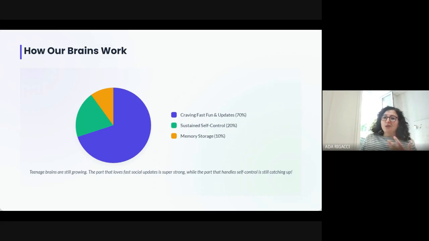And yes, how our brain works: of course, we want to have fun updates, and memory storage is getting lower and lower. Your brain is still developing until you are 24, so you have some more years to fully develop your brain capacities. I know it is tough. It is for everyone. Everybody is kind of addicted.